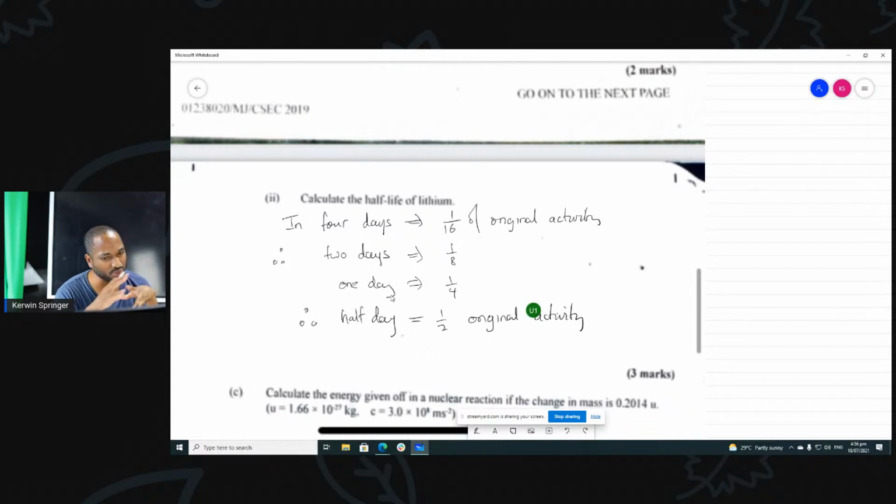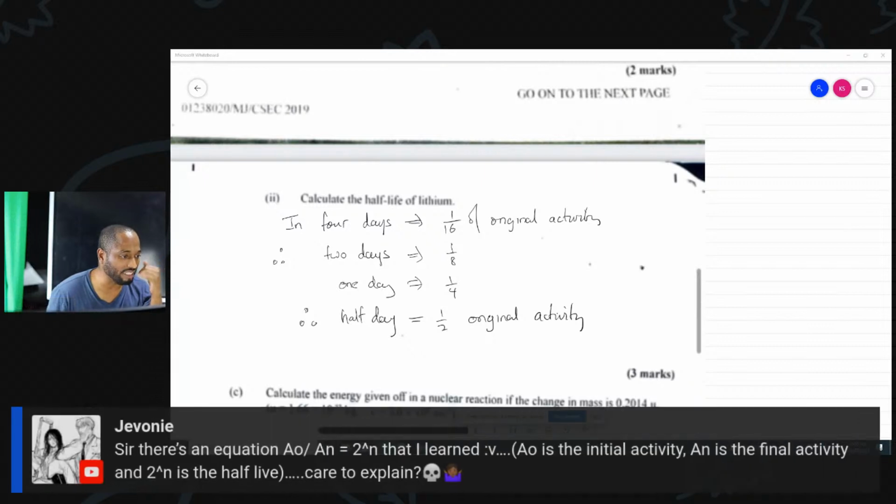Now, exponents work in a kind of weird way, right? So you see 1/16, and you see 4 days, and you might be tempted to divide 4 by 16, and you might get a kind of whack answer, like a quarter of a day or some kind of thing. So some people know equations, but I like to teach this without equations.